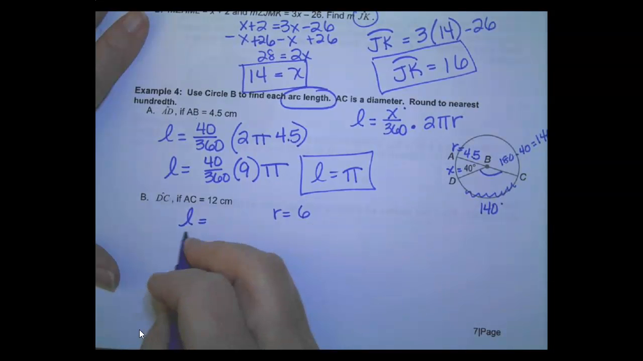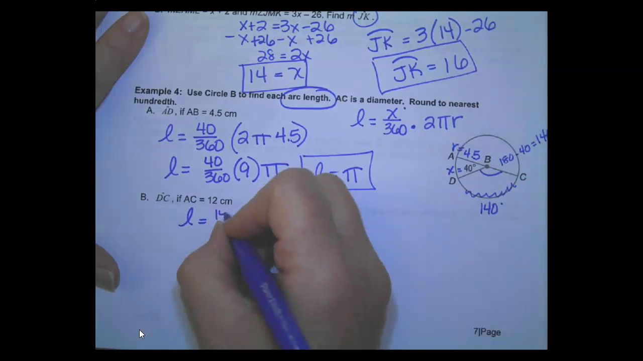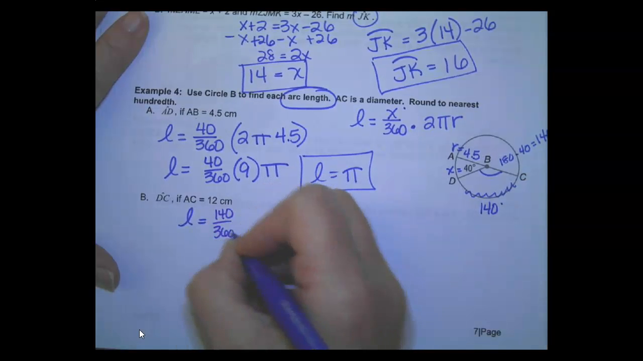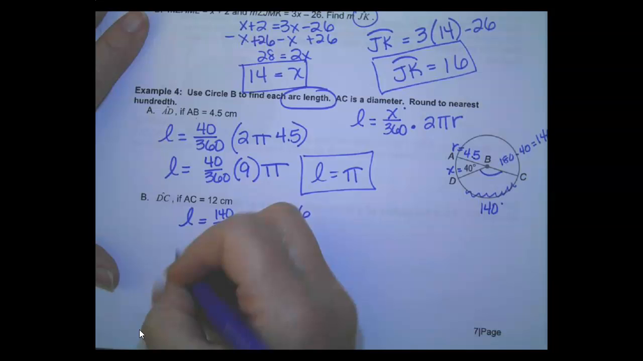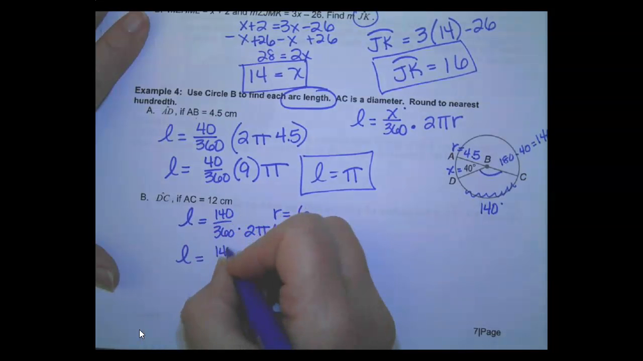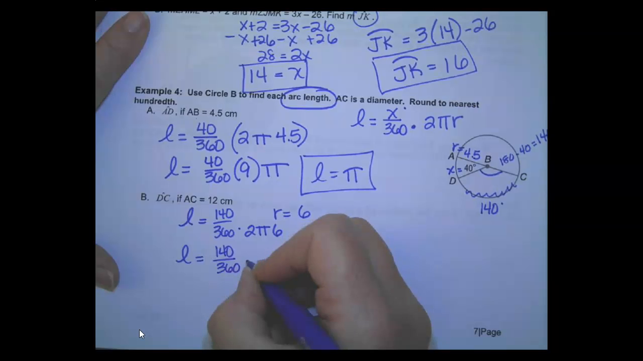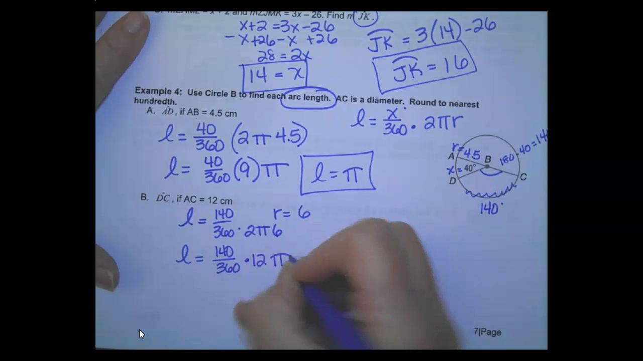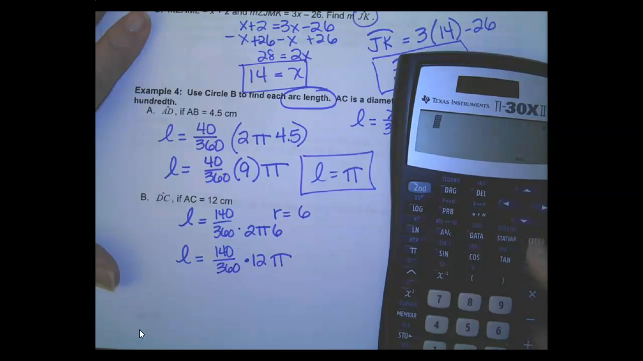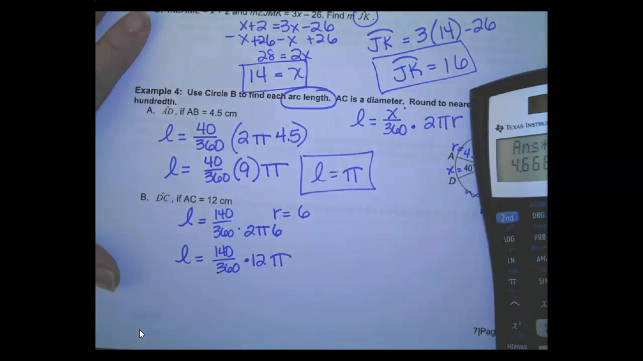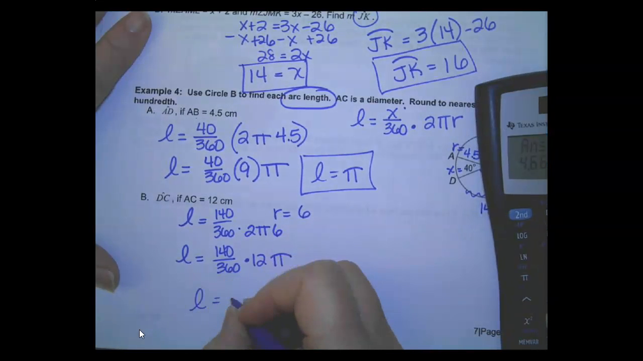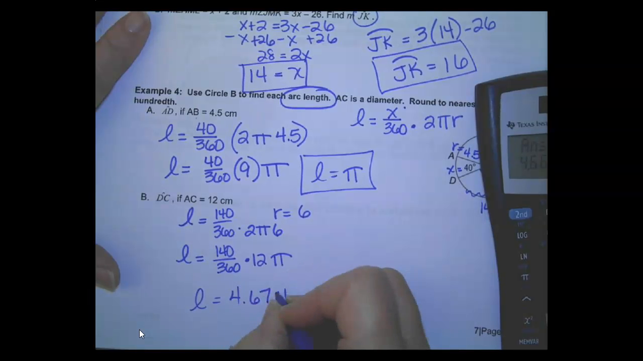Okay, so my length, L, is equal to my 140 divided by my 360 times 2 pi r, which is my radius, 6. This is going to be a little easier. So 140 divided by 360 times 12 times pi. As you can see, I'm simplifying this. 140 divided by 360 times 12 equals 4.67, rounded to the nearest hundredth, times pi.